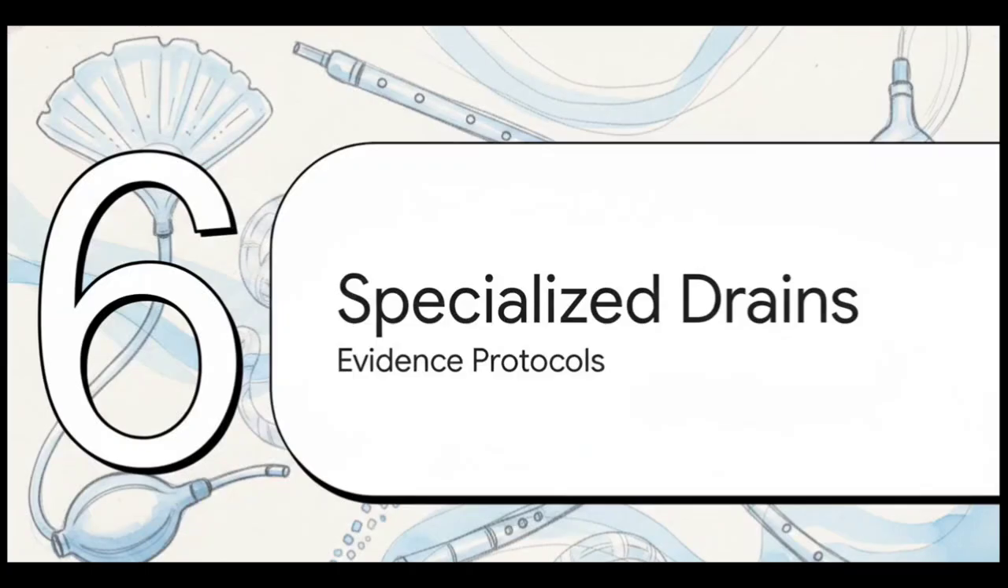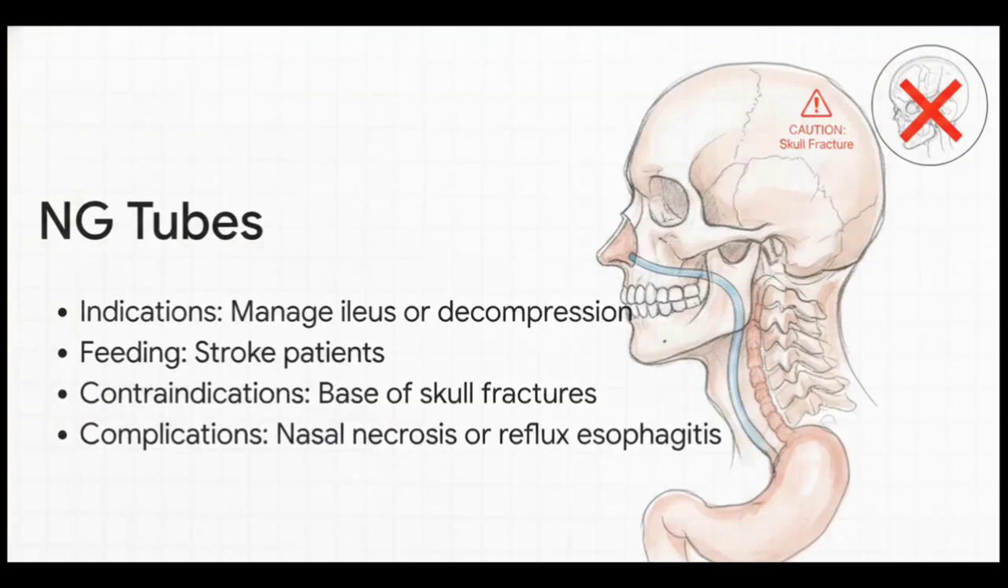Finally, Section 6, Specialized Drains and Removal. Let's look at the exact evidence-based protocols for managing and safely removing these devices. Take the nasogastric, or NG tube, for example. Modern enhanced recovery after surgery, or ERAS pathways, absolutely forbid the prophylactic, prolonged use of NG tubes in elective settings. However, they are still strictly indicated to decompress the stomach during a postoperative paralytic ileus or bowel obstruction.